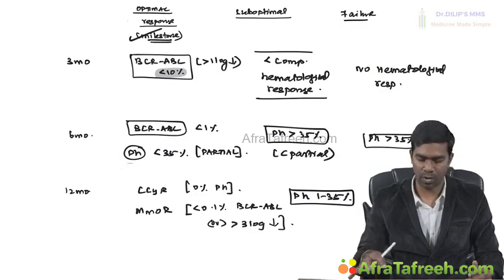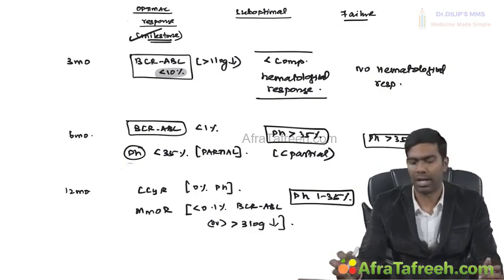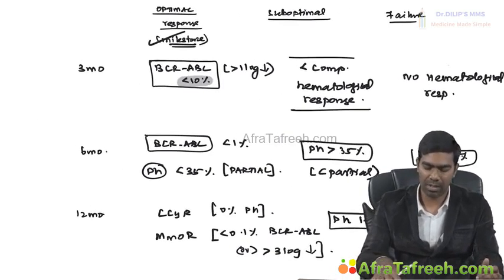So, I have given definitions for optimal response, suboptimal response, and treatment failure. But I generally believe it's worth knowing at least the optimal response. That's what we are working towards, and that is the target for giving a tyrosine kinase inhibitor. The targets are very important. Remember, 1 log reduction by 3 months, 2 log reduction by 6 months, and 3 log reduction of BCR-ABL transcript by 12 months. You can remember as first 10% and less, next is 1% and less, and finally 0.1% and less. 1 log, 2 log, and 3 log.